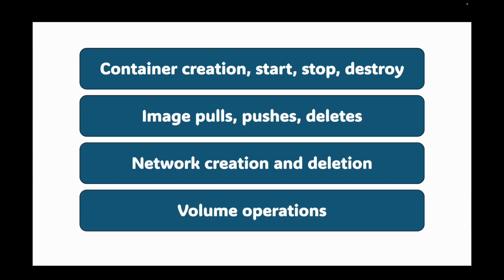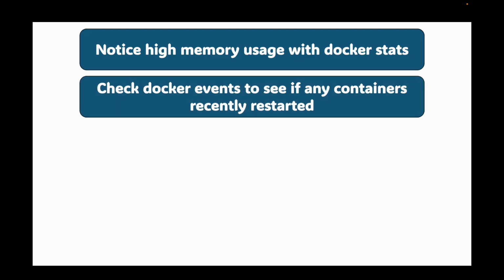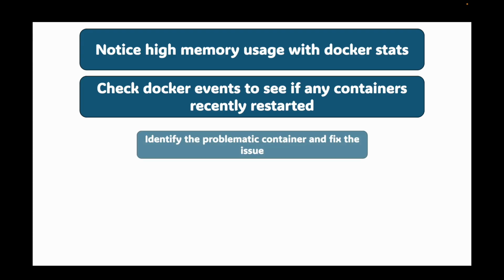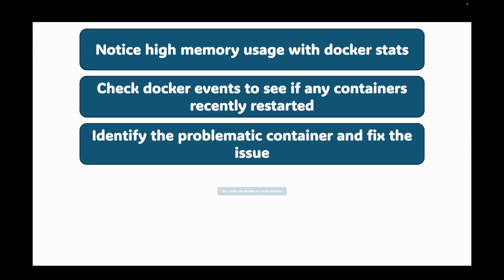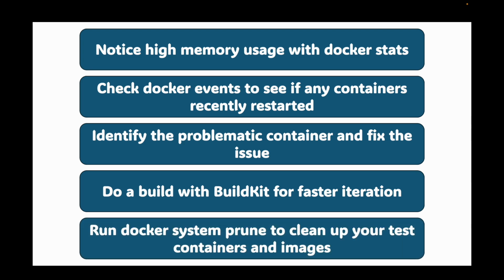Let me show you how these tools work together in a real scenario. Imagine you're debugging a memory leak. You notice high memory usage with the docker stats command. You check docker events to see if any containers recently restarted. You identify the problematic container and fix the issue. You do a build with BuildKit for faster iteration. After testing, you run docker system prune to clean up your test containers and images. These might seem like simple commands, but together they form a powerful monitoring and maintenance toolkit.